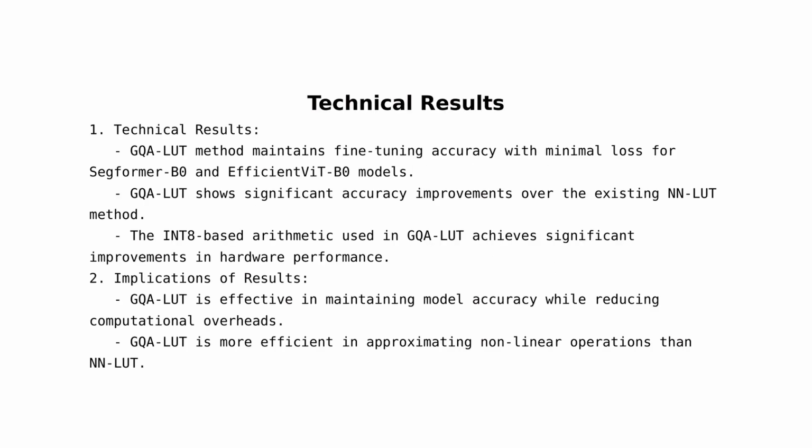Technical results. 1. The proposed GQA-LUT method effectively maintains the fine-tuning accuracy for both SegFormer B0 and EfficientViT B0 models. The loss in accuracy is minimal, with only 0.07% for SegFormer B0 and 0.02% for EfficientViT B0. 2. When compared to the existing NN-LUT method, GQA-LUT shows significant improvements. The accuracy improvements are 1.07% for SegFormer B0 and 0.88% for EfficientViT B0.